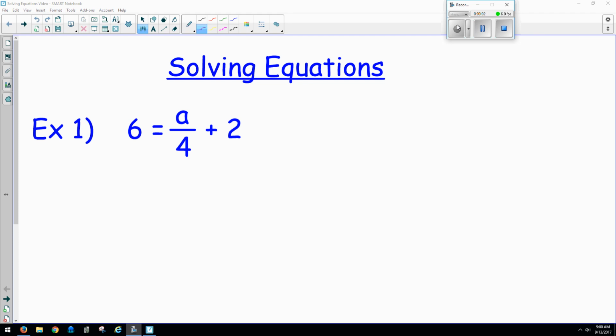Today we're talking about solving equations. Anytime we're going to solve an equation, we want to get the variable by itself. That's our ultimate goal. So in this first example, we see that we need to solve for a.